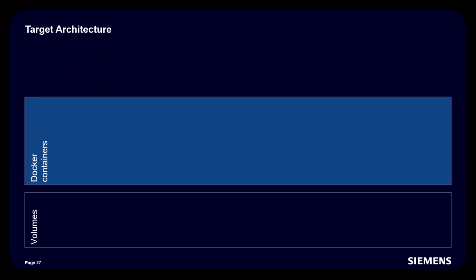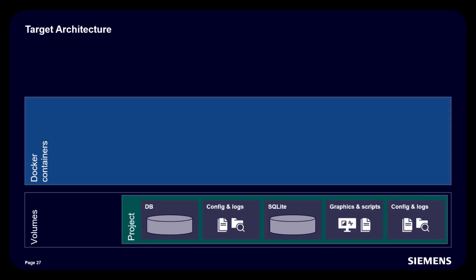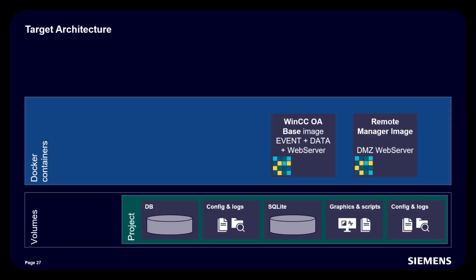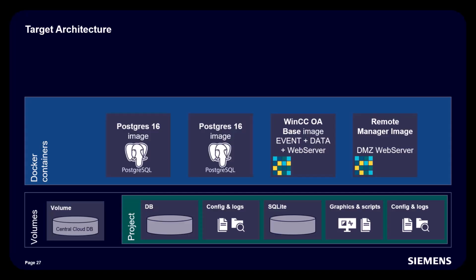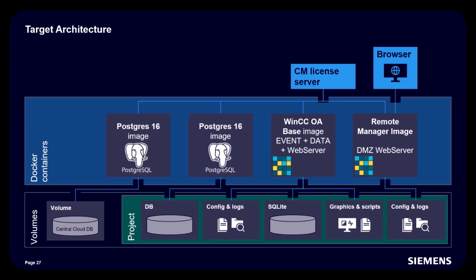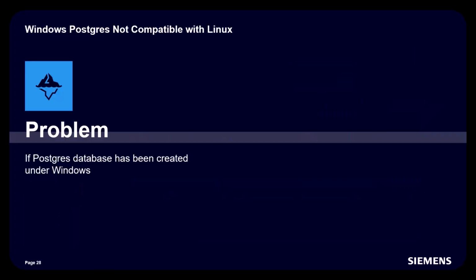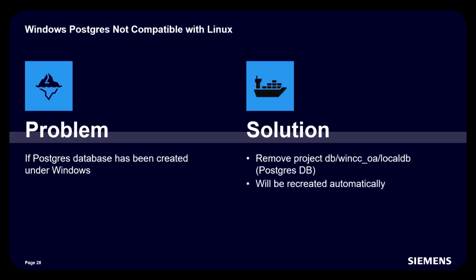For easy handling, I share my project via volume. Use a WinCC OA server image, a smaller remote image, and twice the standard Postgres image. The cloud one has its own data volume for the database. Because I have created my WinCC OA project under Windows, I cannot use my Postgres database in Docker because this is not compatible. Let's remove the local Postgres folder, which will be recreated by our NGA.